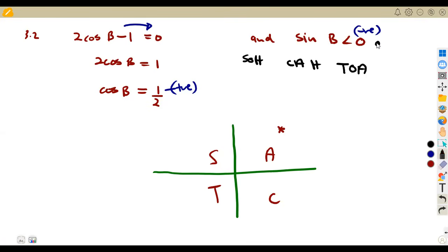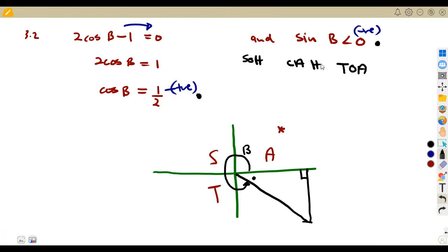But we want a condition which satisfies both: sine negative because it's less than 0, and cos positive. That is the fourth quadrant. So you were supposed to have your triangle in the fourth quadrant like this, a right-angled triangle, with B being the angle that you take from the positive horizontal axis up to this line. This is the angle B they are talking about. When calculating, you use the angle inside the triangle, but the angle they are talking about here is this B.